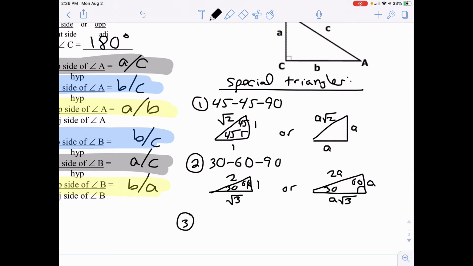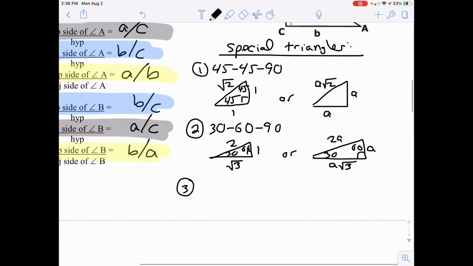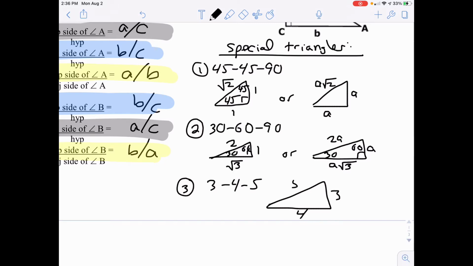And the third one that's really helpful to know is a 3-4-5 triangle, which has the short leg 3, the long leg 4, and the hypotenuse is 5. That one becomes very helpful to know.